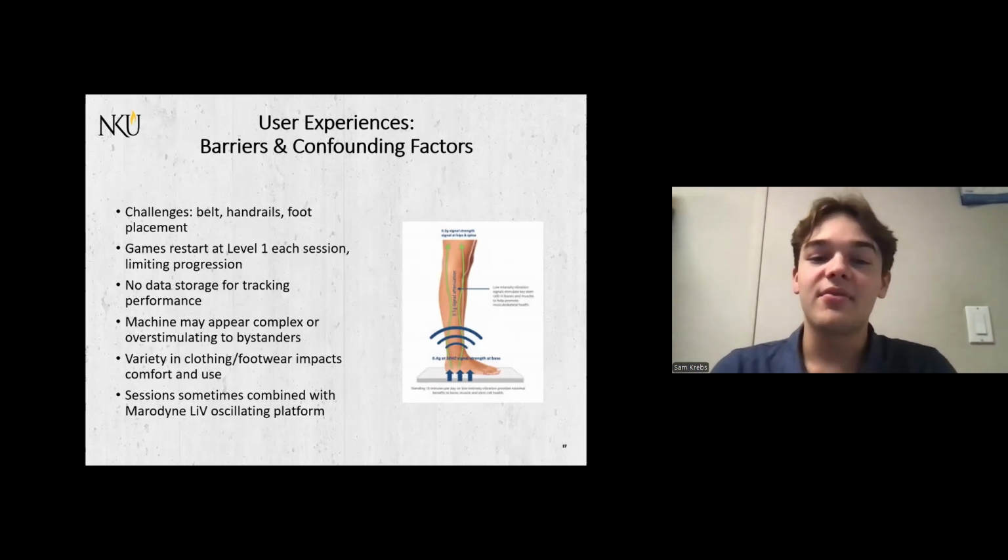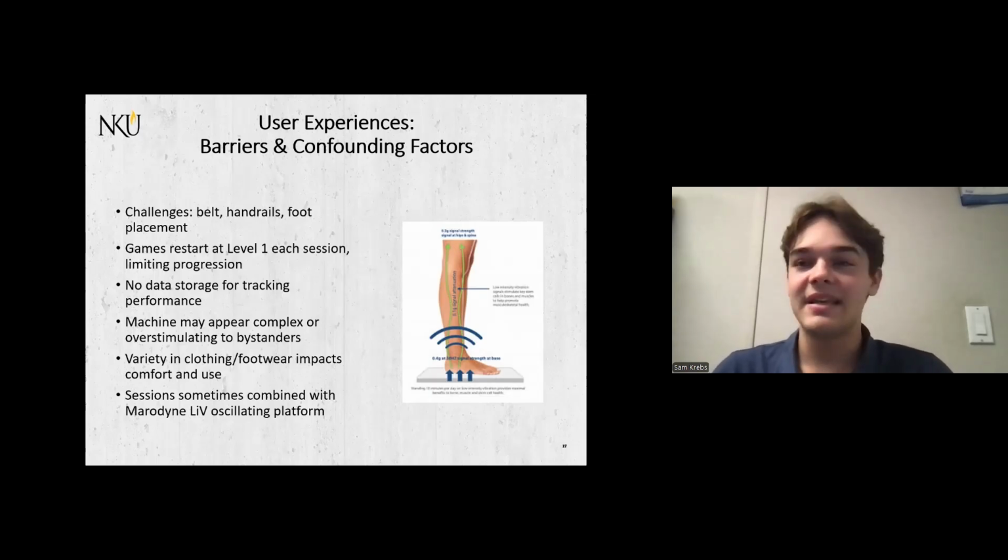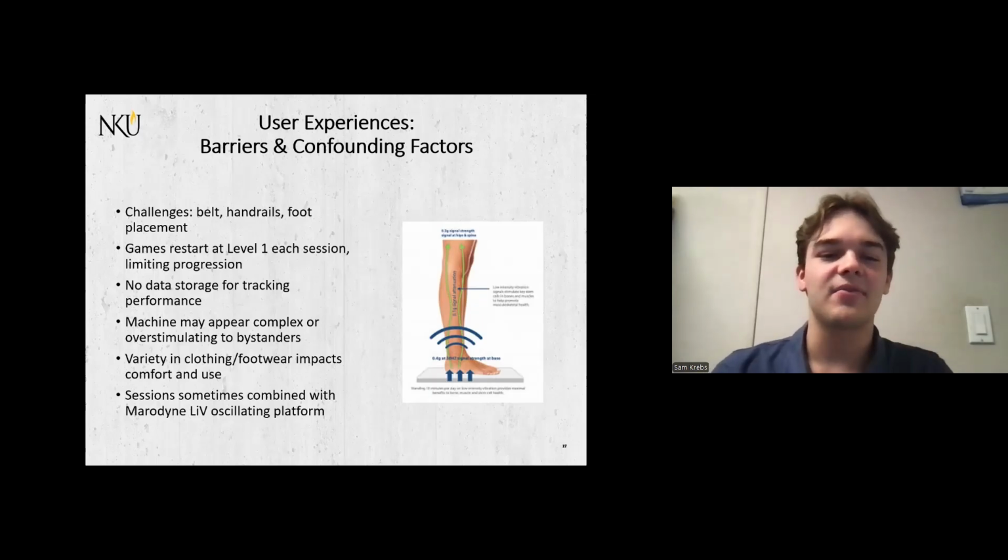The machine may appear very complex or overstimulating to bystanders. It's the first thing that you see when you walk in. And when you see either me or Jesse standing around the device and there's someone on there and they've got the penguin flying down the hill and they're flying back and forth, it's a little overstimulating. I completely get why someone might not want to get onto it, but it's really why we try and educate people on why it is good for you.